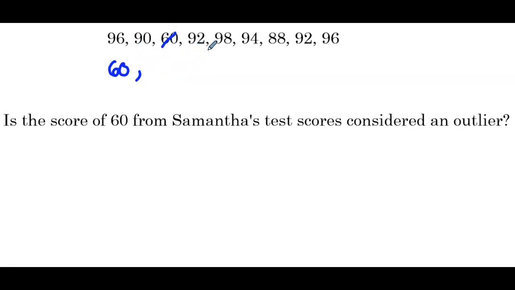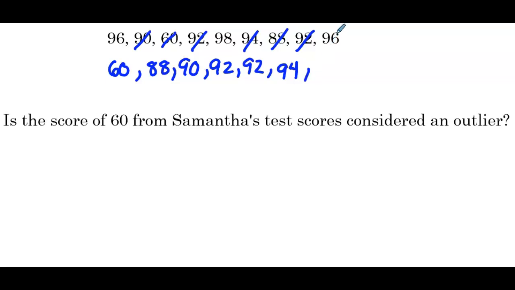And then 88, 89, I don't see any, 90, yeah. 91, no, 92, and another 92. 93, no. 94, yes. 96, 96, so there's 2 96s. And then a 98. Let's just make sure we have the right number of test scores. 1, 2, 3, 4, 5, 6, 7, 8, 9.